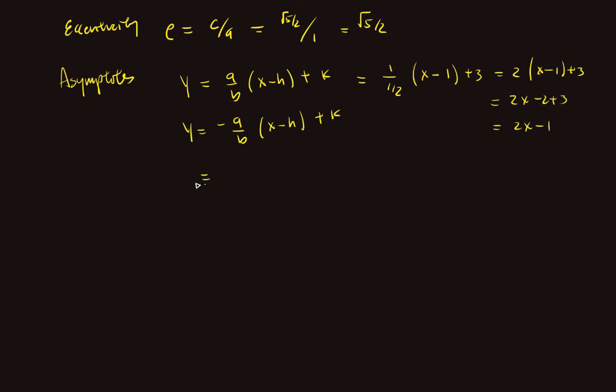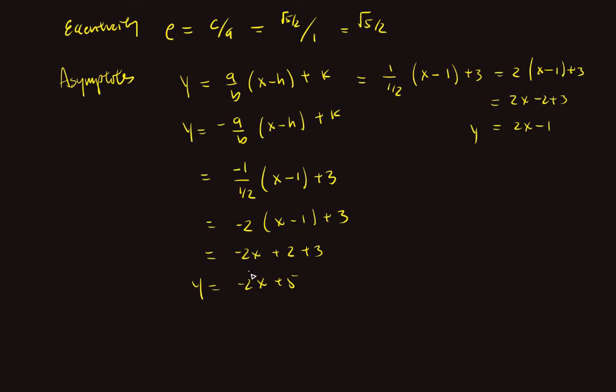For this one, I'm going to write here in a second because I don't have much time, and we end up with y is equal to negative 2x plus 5. Here's one of the slant asymptotes, here's the other slant asymptote. They both have the same slope. So what we're going to do now is graph it.